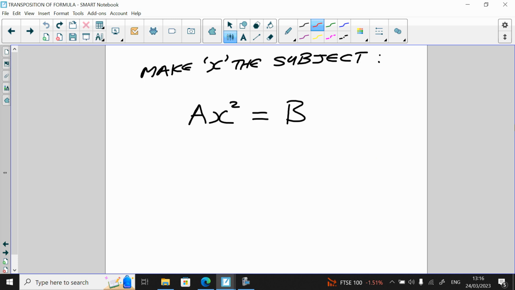Okay. Let's make x the subject. Right. There's two things going on here. X squared has been multiplied by a. And I said earlier, we need to keep bundles of x. Or I said in the classroom, this is a bundle of x squared, that's x times x. And what's happened to the bundles of x? It's been multiplied by a.